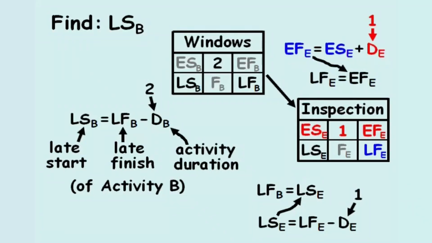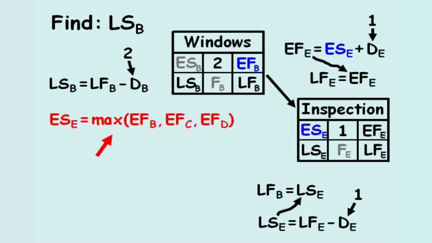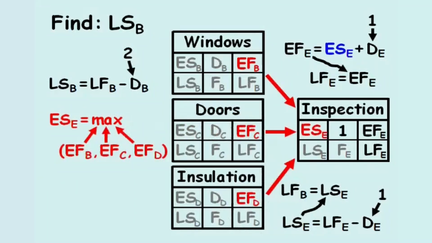The early start of activity E equals the maximum value between the early finish of activity B, the early finish of activity C, and the early finish of activity D, because inspection cannot begin until all 3 of these activities have been completed. The problem provides the durations required for each activities B, C, and D, which are 2, 3, and 1, respectively.